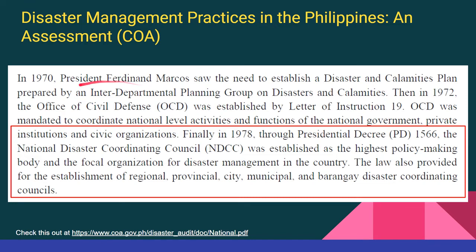The first one, Presidential Decree 1566, was actually under the administration of then President Ferdinand Marcos. Okay, so the president during that time established a disaster and calamities plan, and then in 1972 the Office of Civil Defense was mandated to coordinate national level activities and functions of the national government in terms of responding to disaster. And finally, the presidential decree created the National Disaster Coordinating Council, okay, in 1978. So that was the highest policy-making body to address disaster management in the country.